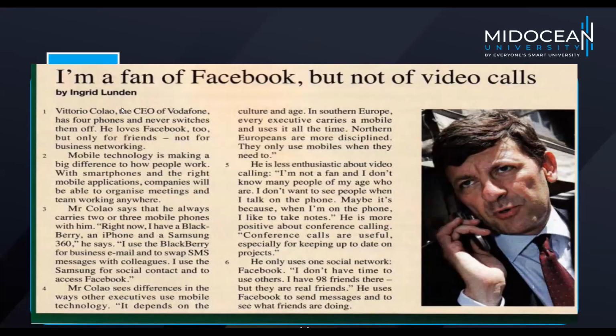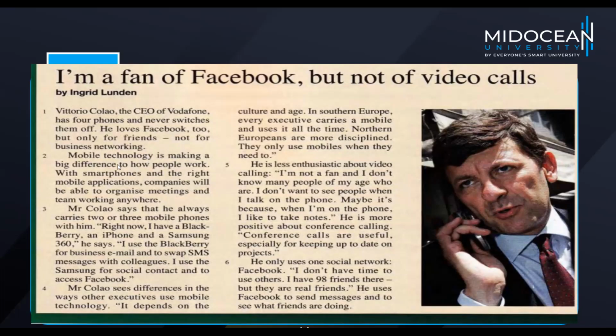Vittorio Colau, CEO of Vodafone, has 4 phones and never switches them off. He has 4 phones. Okay, he never switches them off. Switch off means to turn off. He loves Facebook too, but only for friends, not for business networking. He doesn't use Facebook for business networking but for friends.